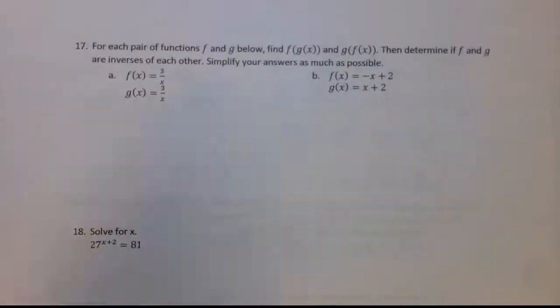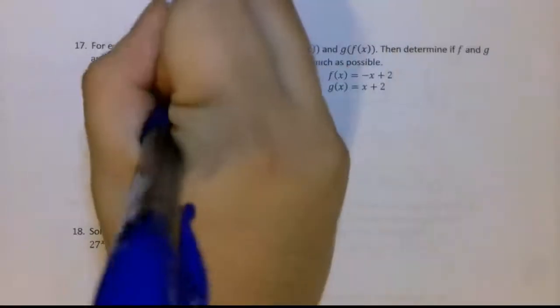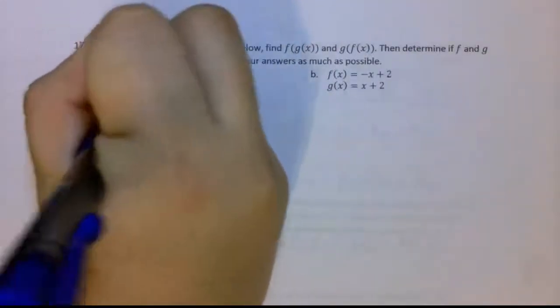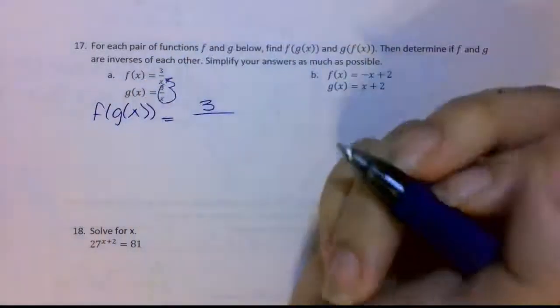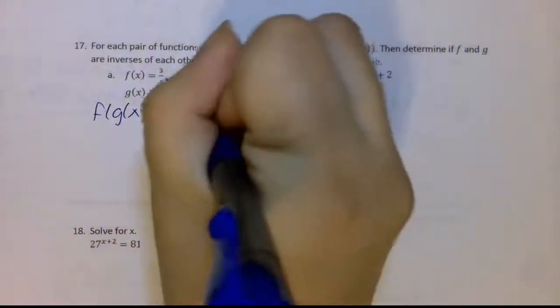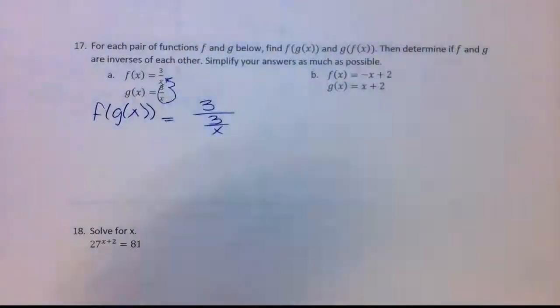Number 17 gives me functions f and g and wants me to find the composition to decide if they are inverses of each other. So first it wants me to find f of g of x. That means I'm plugging this in for that x right there. F of g of x is going to be 3 over x.